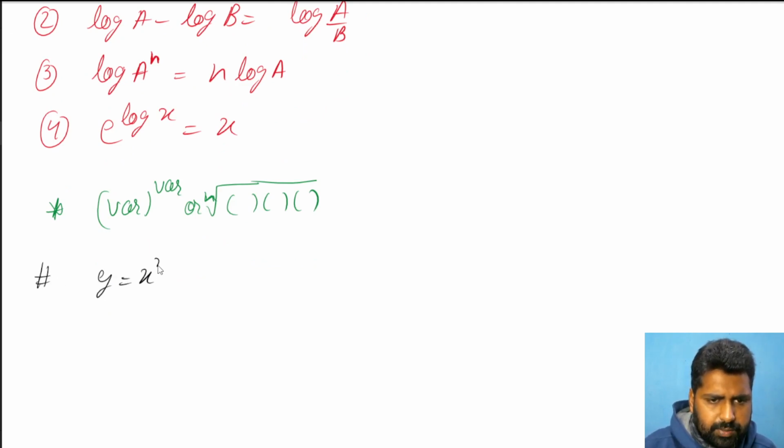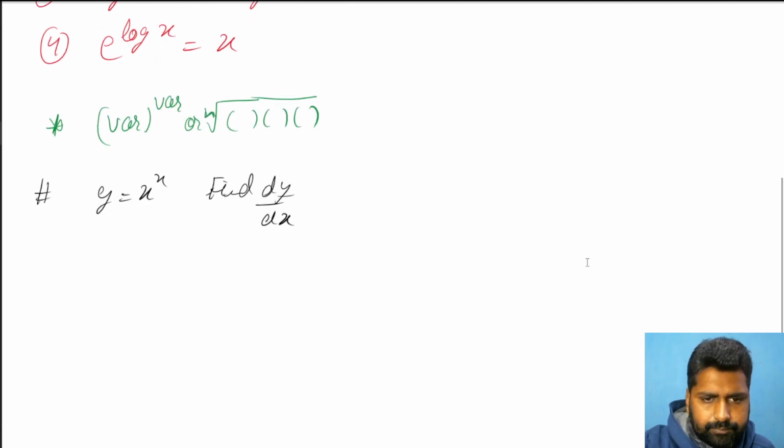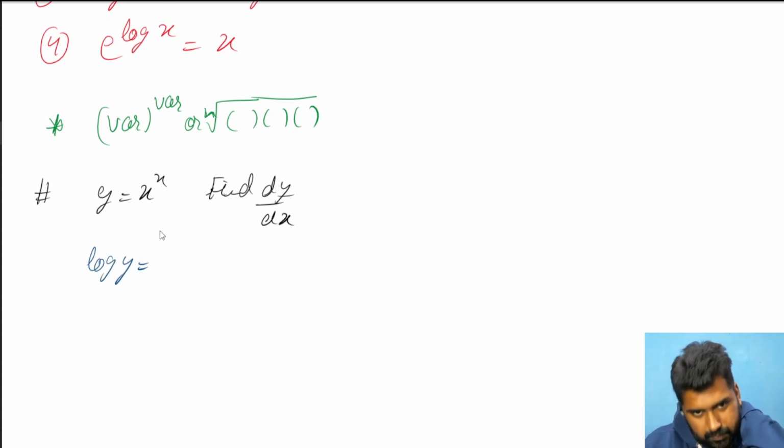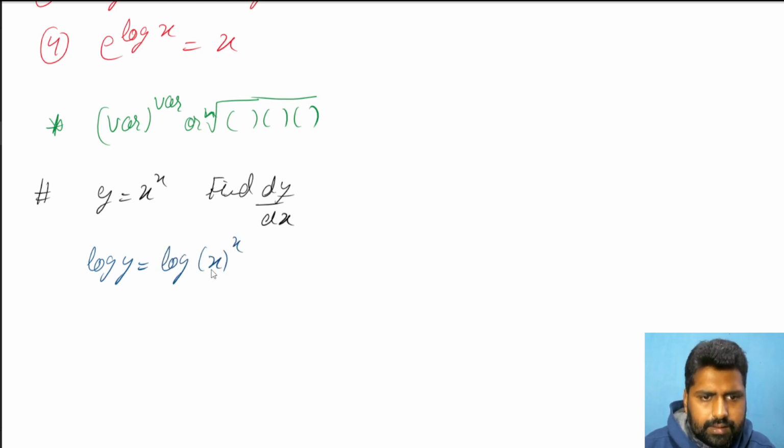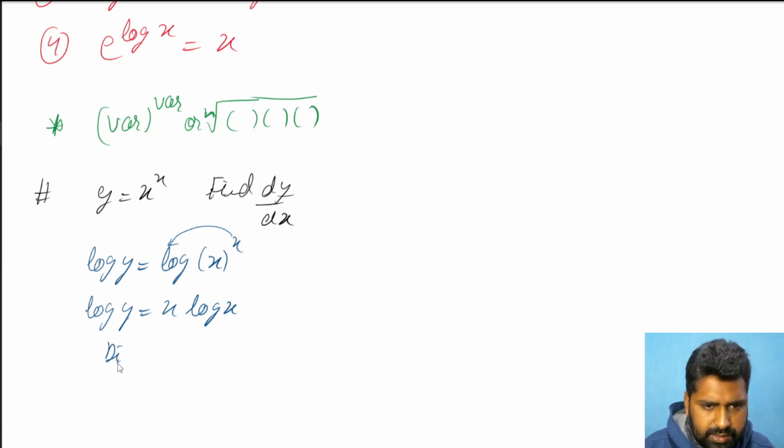Now let's see the question. y is equal to x raised to power x. Find dy by dx. So you can clearly see here variable is raised to power variable. So the steps involved are take log on both sides. So log y is equal to log of x raised to power x. In the log we have the property whenever the power is raised we can take down this power. So basically log y is x log x, and now at least the variable is not in the power effectively. So now differentiate both sides.